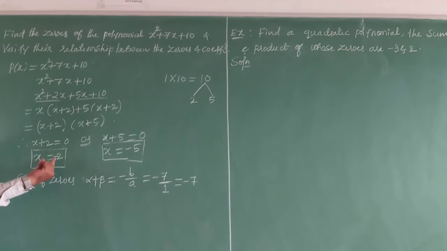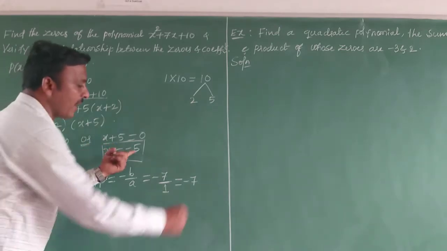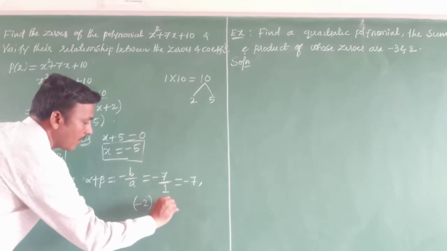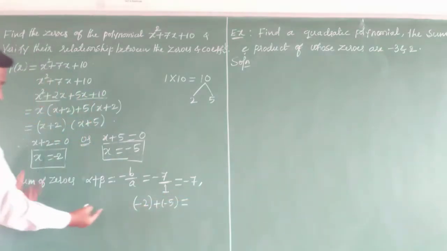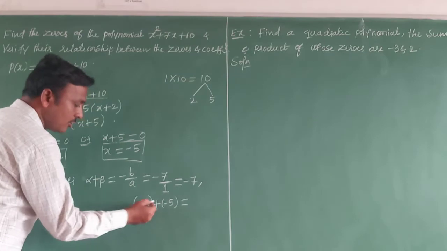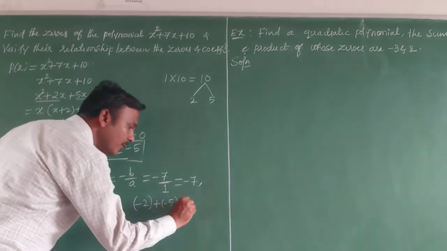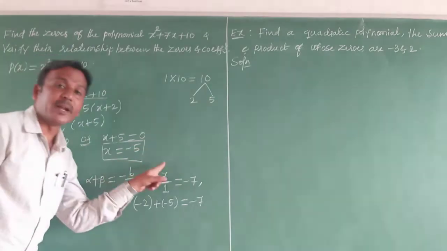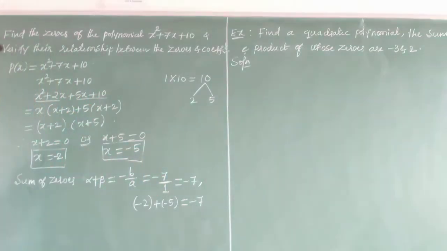So the zeros are minus 2 and minus 5. These are the zeros. If you add these two, minus 2 plus minus 5, that gives us minus 7 only. So sum of zeros verified. Sum of zeros verified.